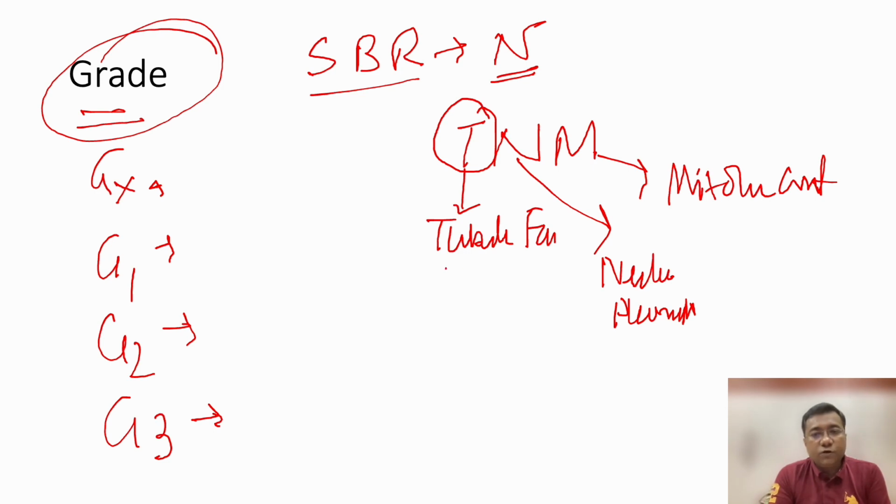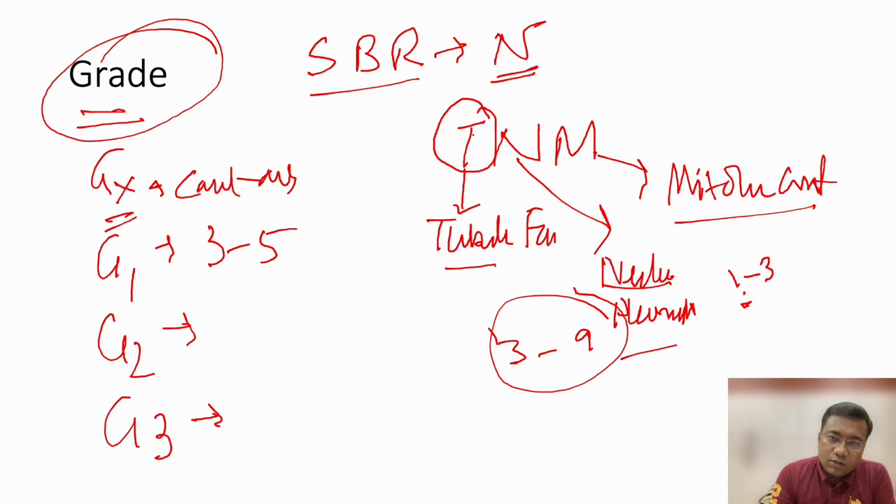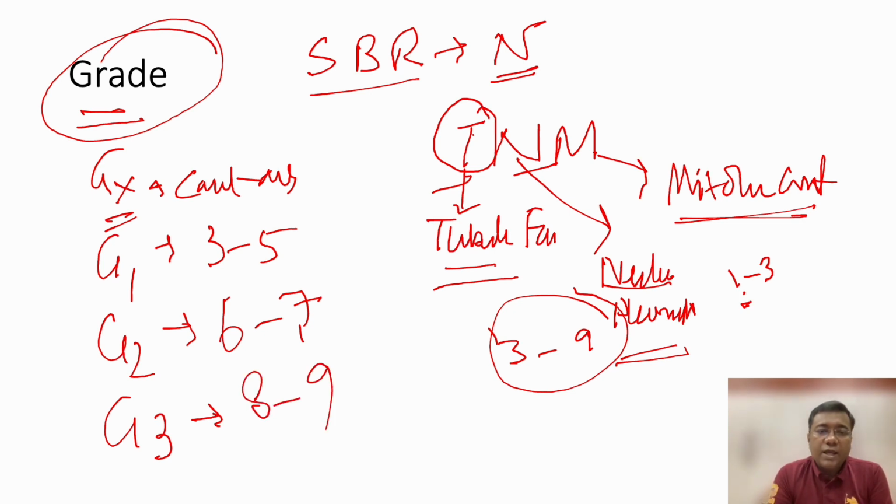Am I clear? So tubule formation, nuclear pleomorphism, and mitotic count are each graded 1 to 3. So what is the minimum count? You have 3 parameters, one point each, so 3 to 9 is the total score. GX means you cannot assess the grade. G1 means a score of 3 to 5 based on tubule formation, nuclear pleomorphism, and mitotic count. Then 6 to 7 and 8 to 9. Clear? So when you get a breast cancer with grade 8 or SBR 8, that means it is a high grade tumor. This grading system is now also included in the AJCC staging protocol.